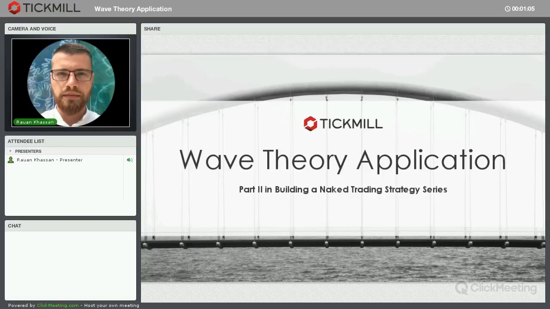As for me, I'm trading since 2008 and have recently focused on so-called naked trading or trading without technical indicators. This method includes Elliott wave theory that we will examine during today's session.